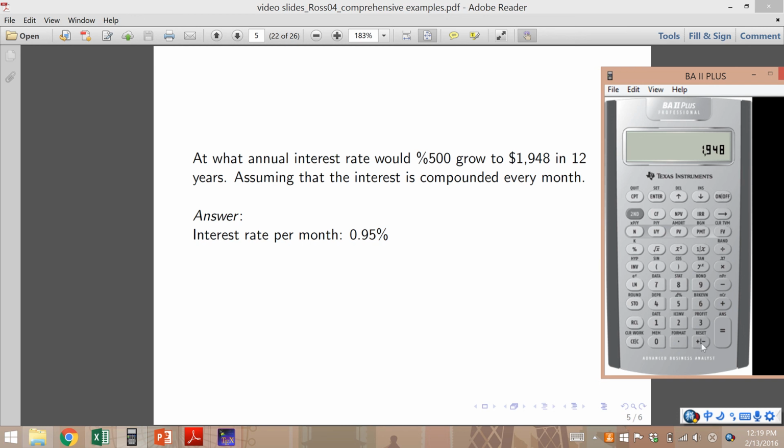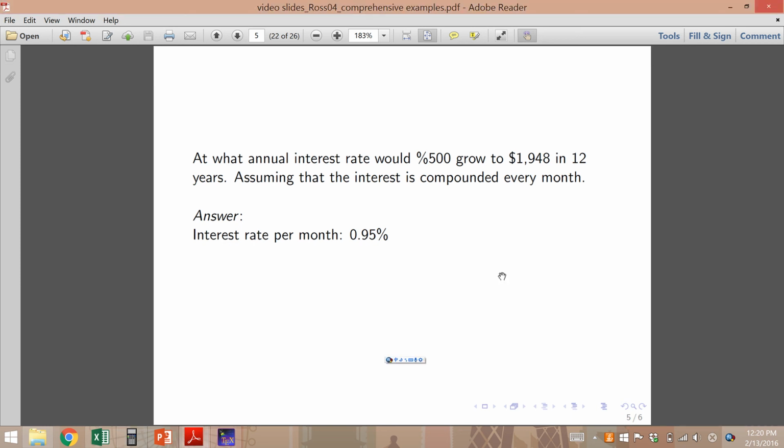And remember, whenever you put present value and future value at the same time, one of them has to be negative. So I'm setting the future value to be negative, and then compute I over Y. So every period, the interest rate is 0.9488%. I'm just rounding it up. And then to calculate the interest rate per year, we simply multiply this by 12.